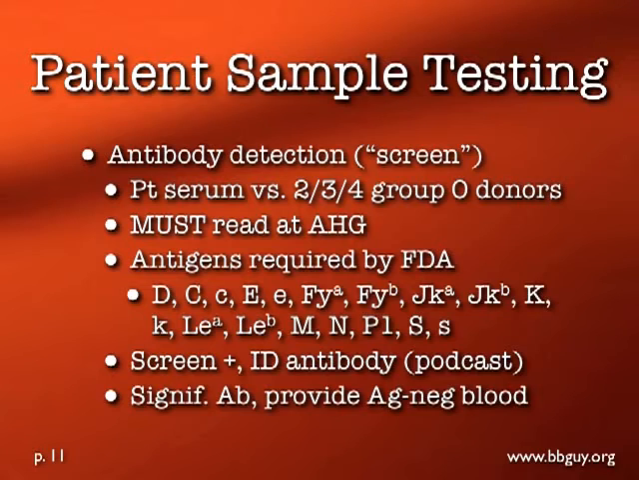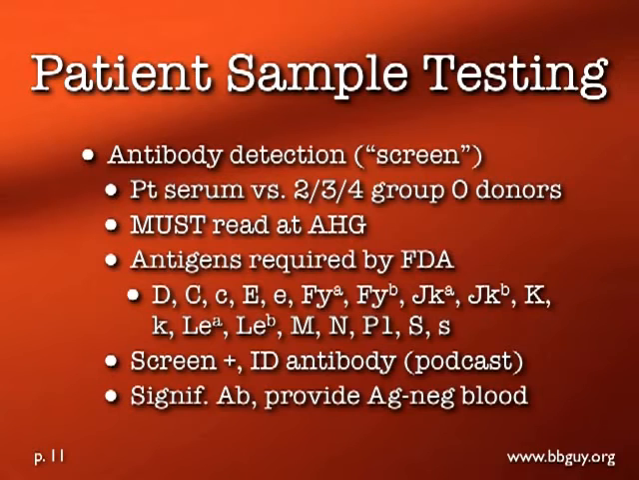I mentioned before that FDA requires certain antigens to be present on screening cells, and you see them listed here. They're actually pretty close to alphabetical, so they're pretty easy to remember. And honestly, they're ones that you would expect, with the exception of a couple of usually insignificant ones thrown in there, like M and N and P1. In fact, the ones on the second row there, Lewis A, Lewis B, M, N, and P1, are usually insignificant, but they're a required part.